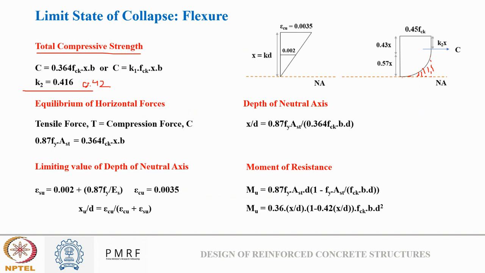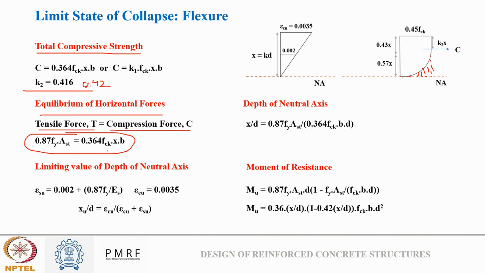Then we use the equilibrium of horizontal forces, that is, tensile force equals compressive force, and we derived one relationship that can be used in several ways. If we want to design a balanced section, we know x by d, so we can get Ast. And if the area of steel is given and we want to check for a balanced section, we can do so by calculating x by d. So this can be used when we are talking about balanced section design.